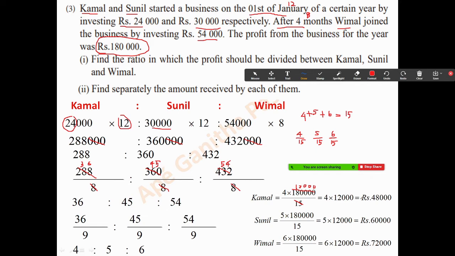4 into 12,000: write these 3 zeros, then 12 into 4 is 48. So 48,000. You can cut here and write the same thing for the others. 12,000. No need to write for each one separately. Now you know the answer: 12,000.